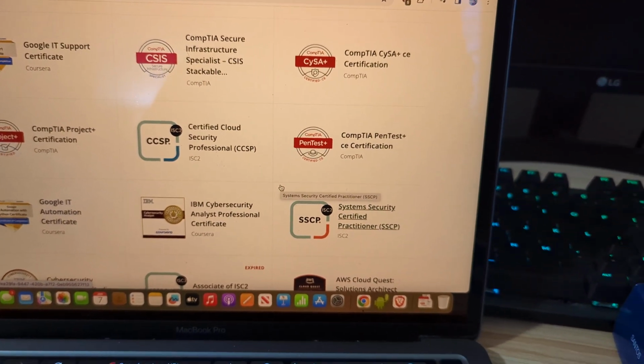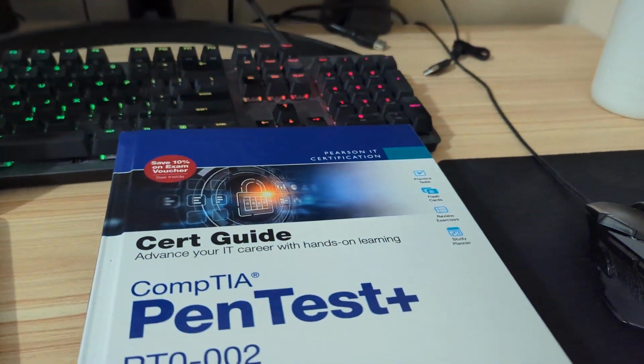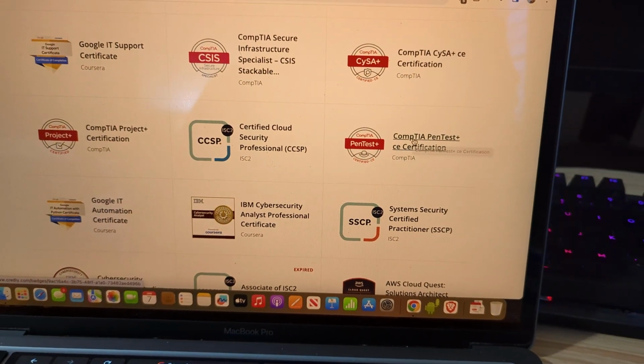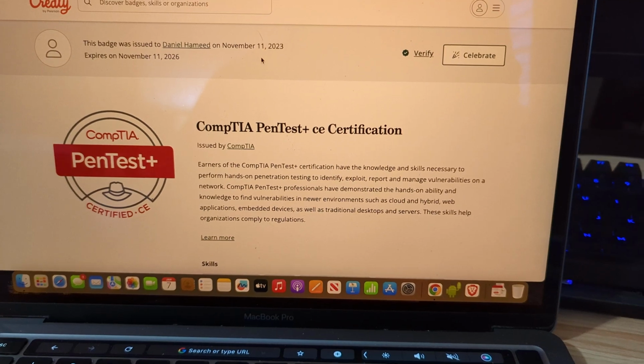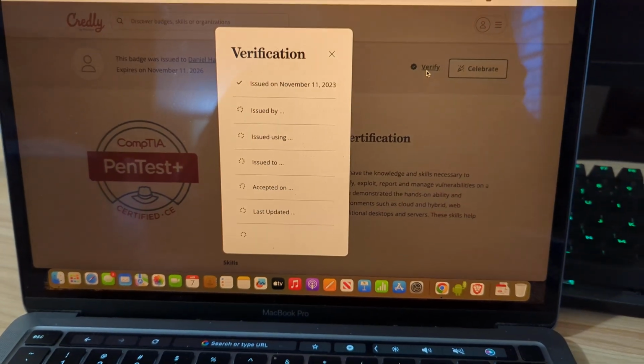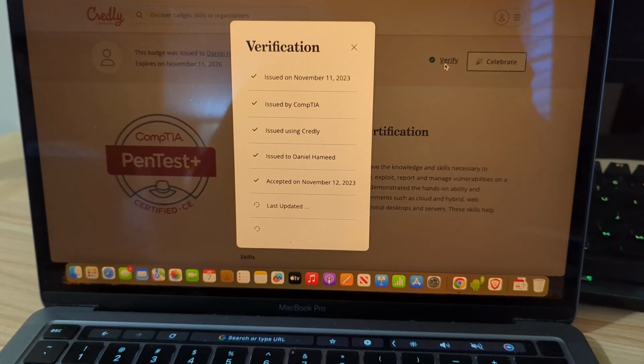Alright, so this is a video about how I passed my CompTIA PenTest Plus. You can see I have the cert right here, PenTest, and you can see I got it on November 11th. If I verify, it's going to show all the details.